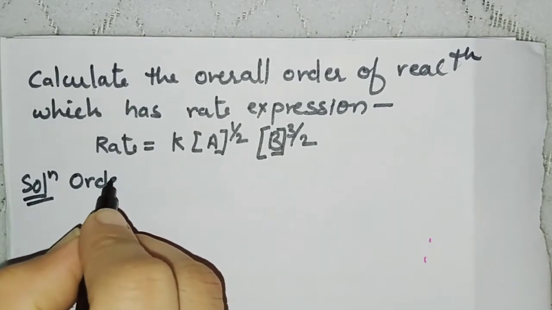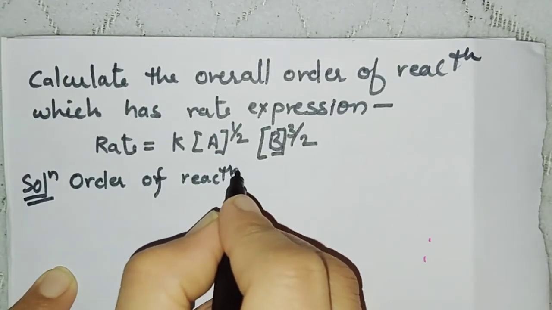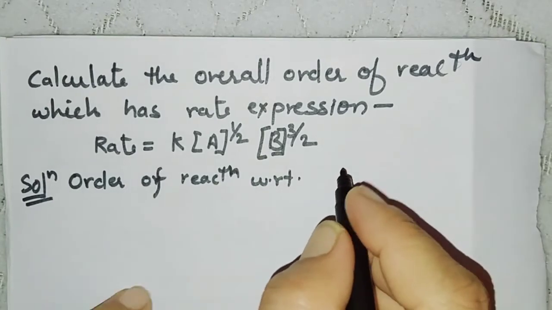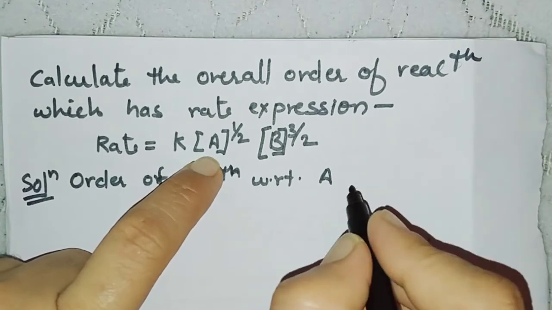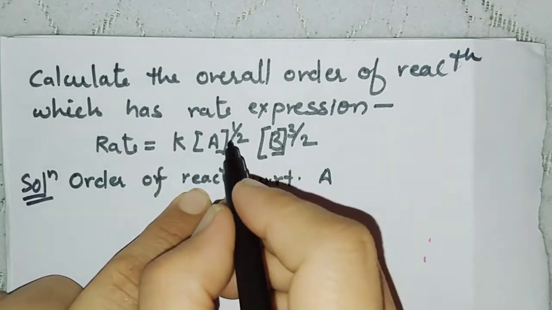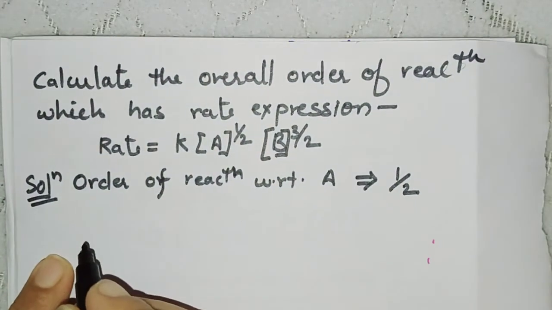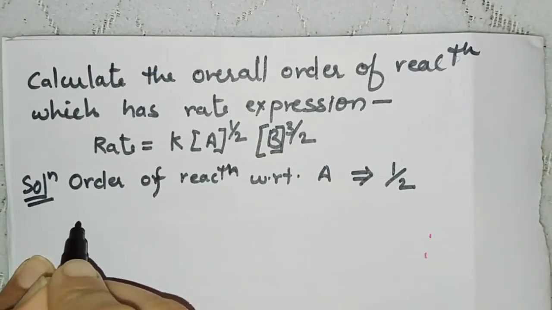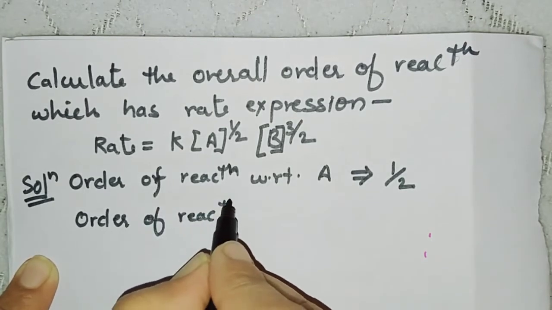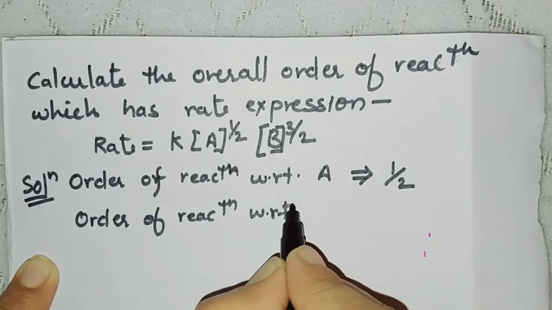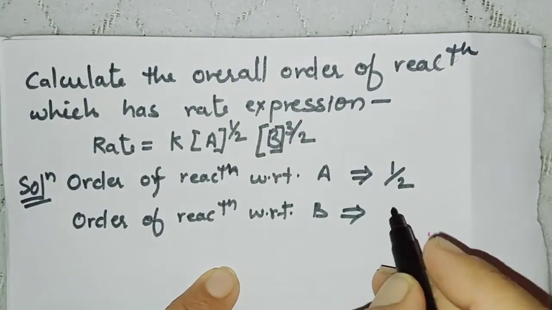Solution: order of reaction with respect to A. If we are talking about reactant A, what will be its order? Its order of reaction is half. Order of reaction with respect to B: what is its order? It is 3 by 2.